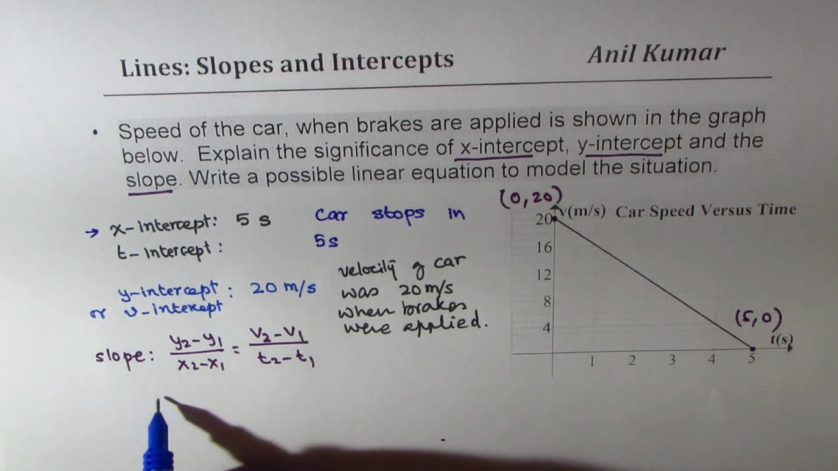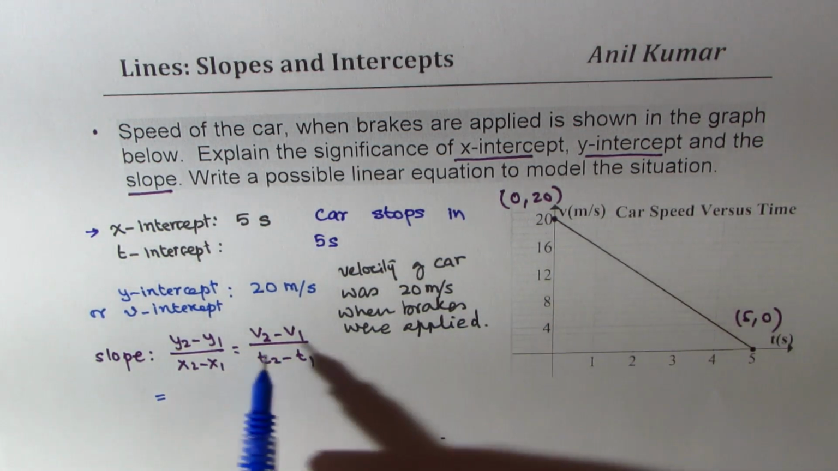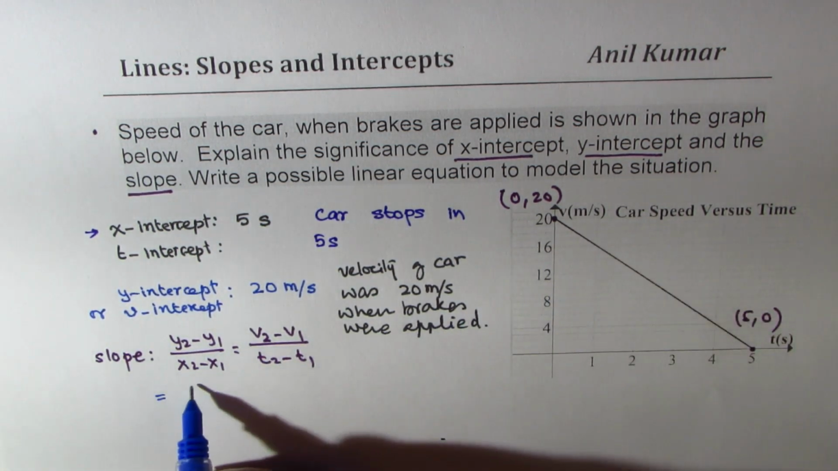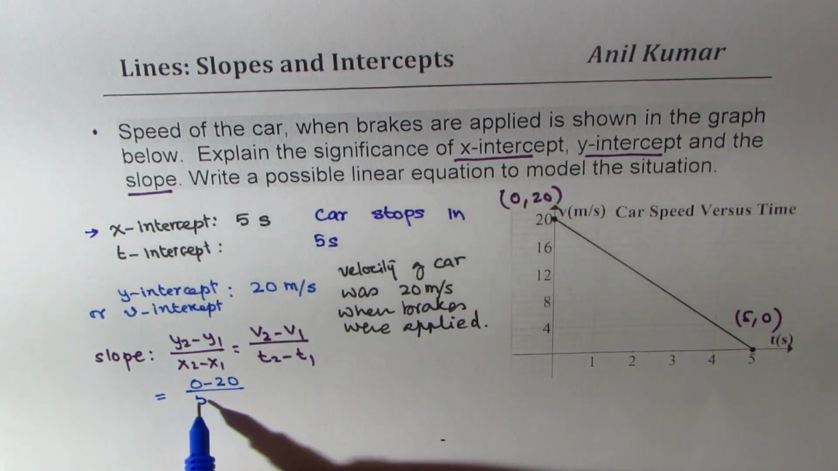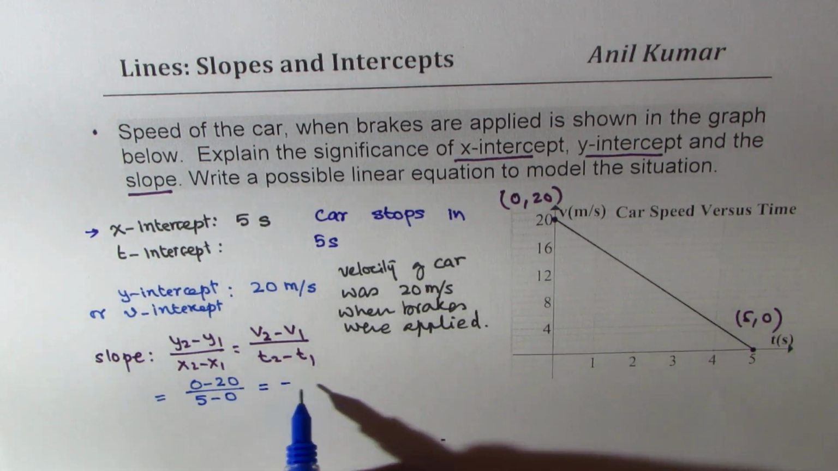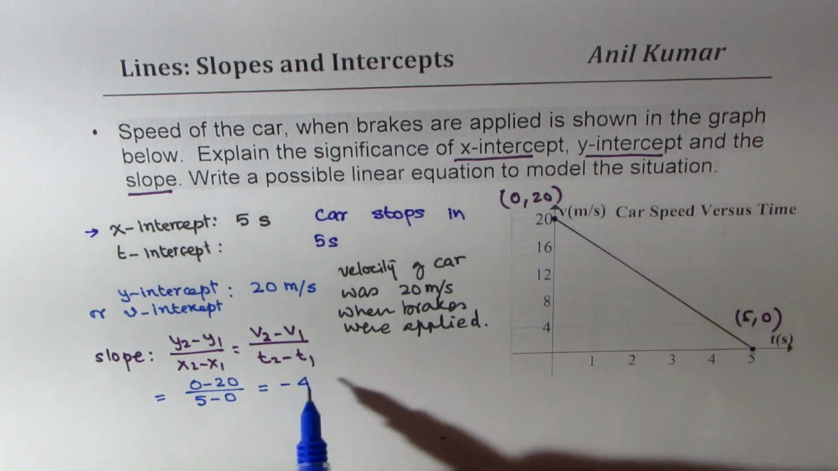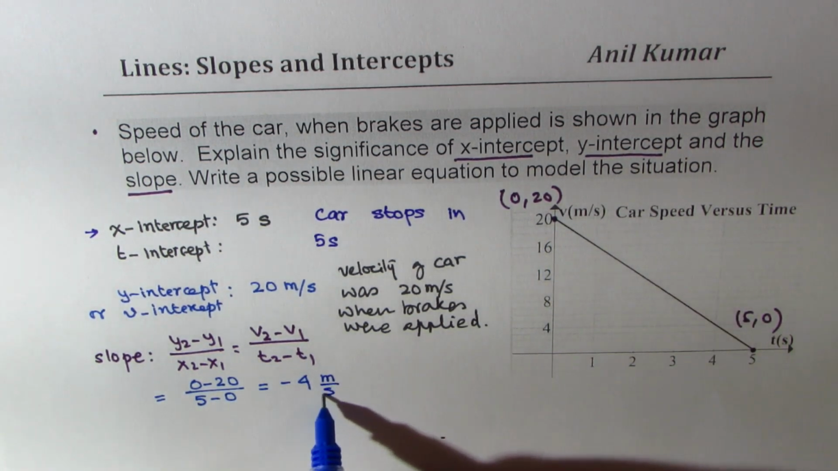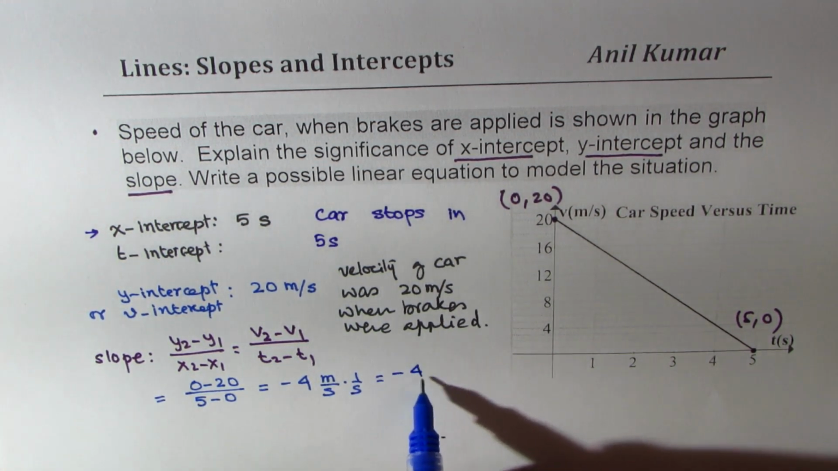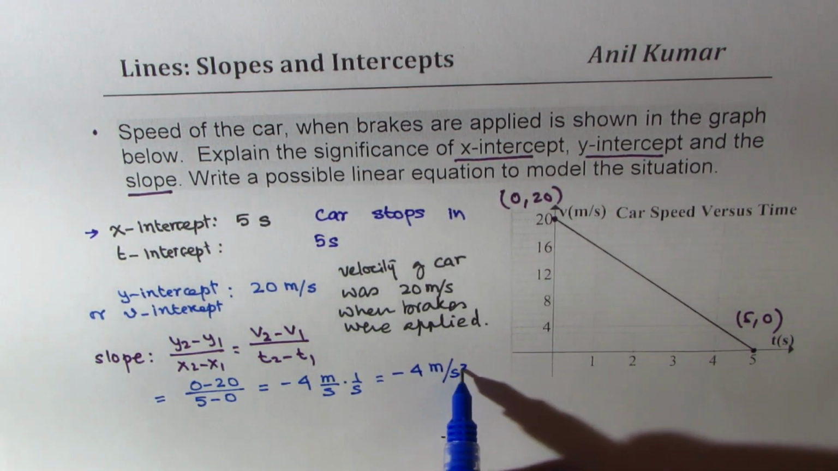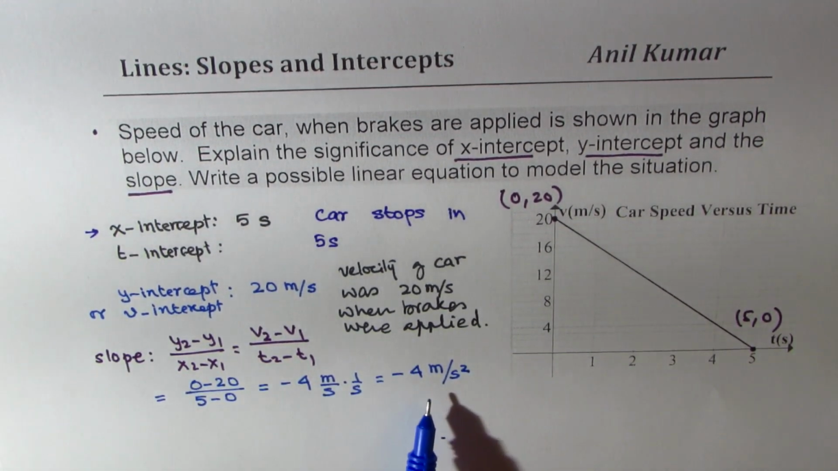So let's figure this out. So we get slope as 0 minus 20, the difference in y values, over 5 minus 0, which gives us minus 4. Now look into the units. Velocity is meters per second and time is also in seconds. So what we get here is minus 4 meters per second squared. Now that is very important to understand. So that is the acceleration which is negative, right?